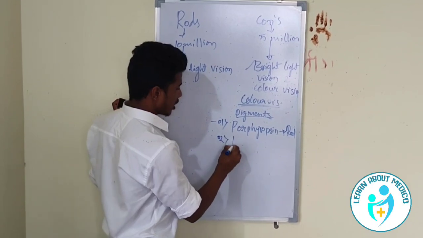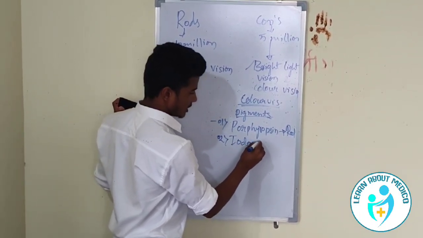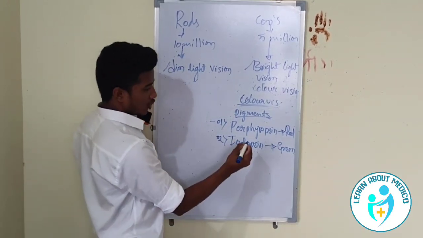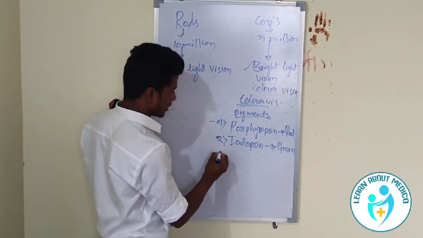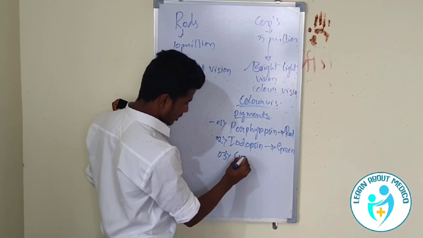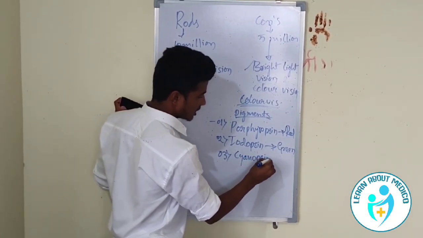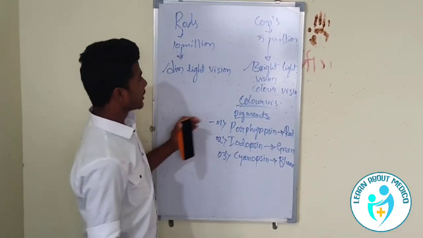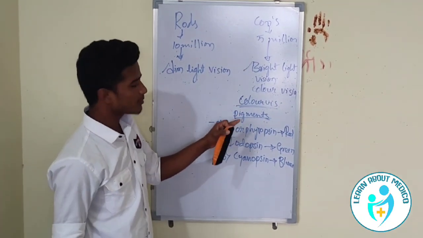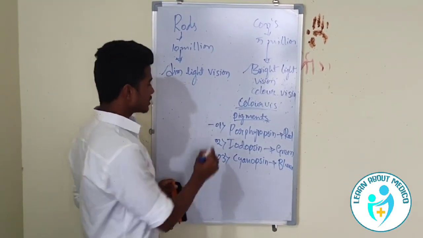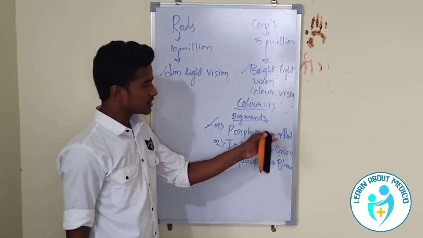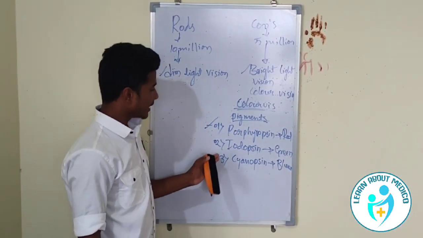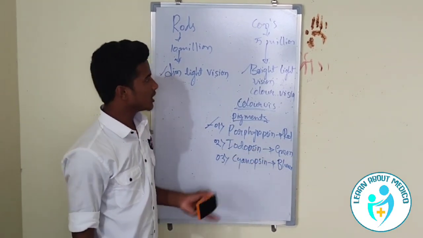The second one is iodopsin, which is responsible for green color vision. The third one is synopsin, which is responsible for blue color vision. So the cones have pigments for the identification of color: porphyropsin for red, iodopsin for green, and synopsin for blue.